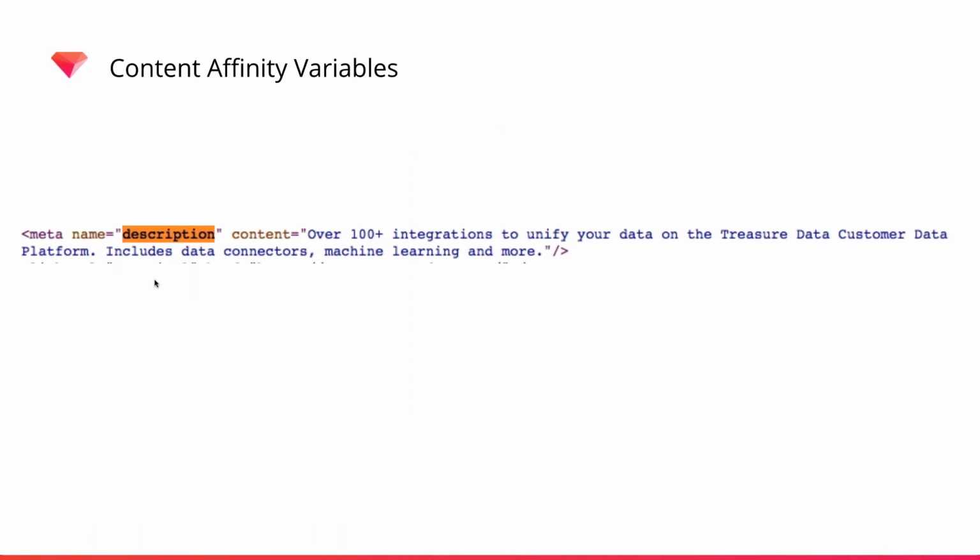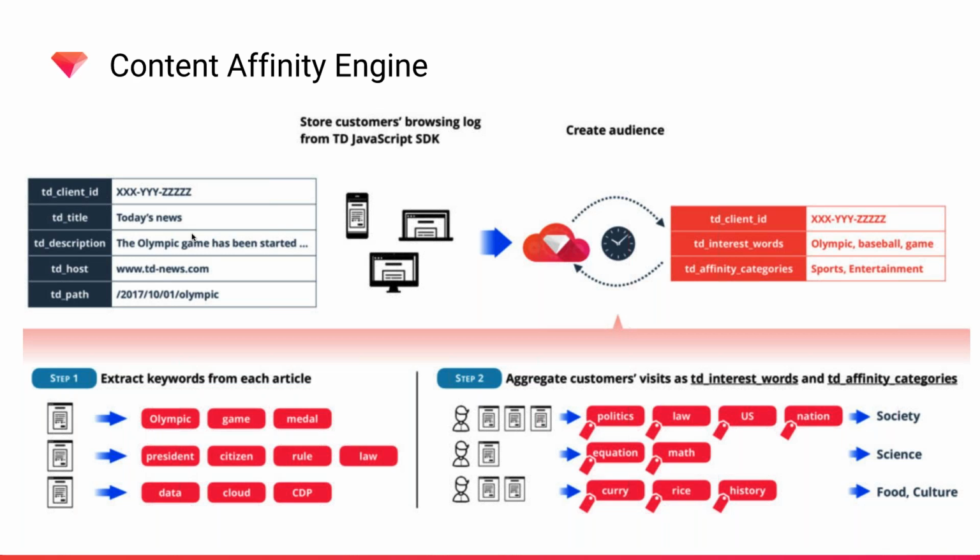It pulls the description from the meta name, so as long as you've got that on your website, it'll pull it in. And once you have all of those available, you run your machine learning model, and you pull that in, and then from there it'll tell you which person is interested in which relevant piece of content on your website.